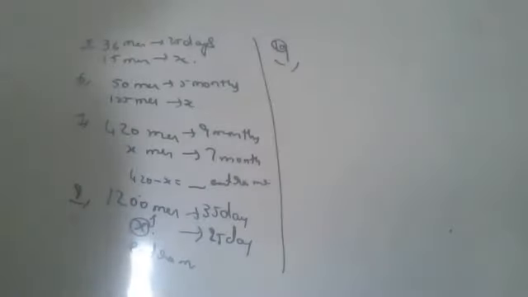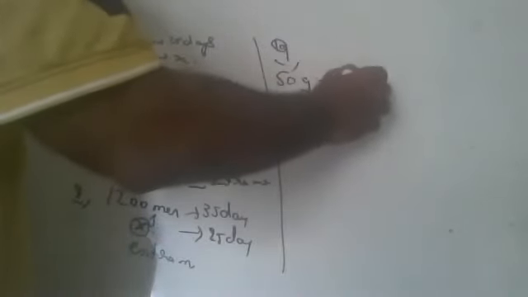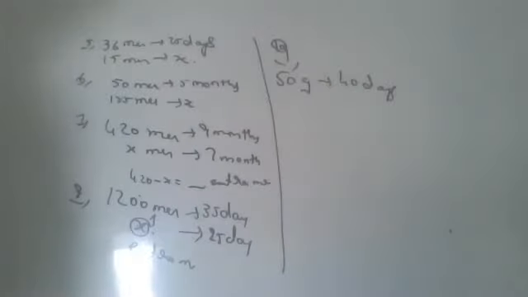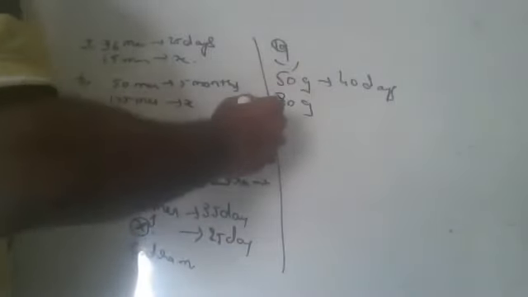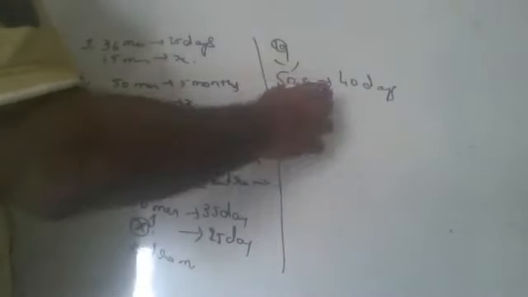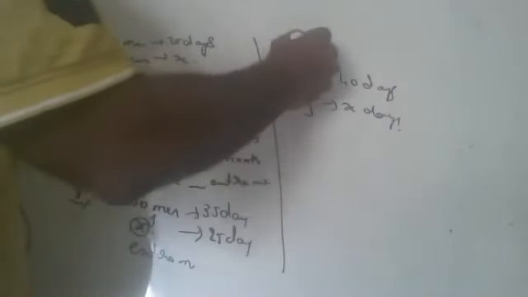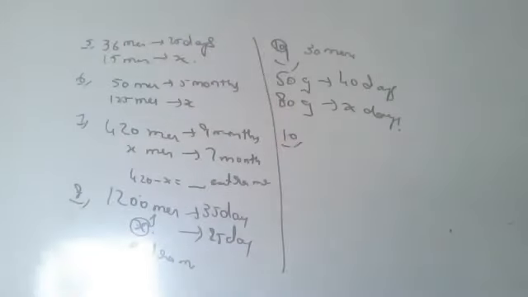Please copy the questions, children. 50 girls in a hostel have a provision for 40 days. Provisions means food items, cooking items. 30 more girls have joined. 30 more means 50 plus 30, 80 girls. Then how many days will the provisions last? Like that you should analyze in the exam.